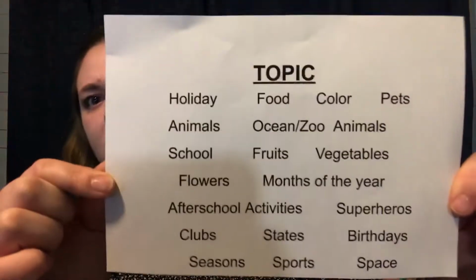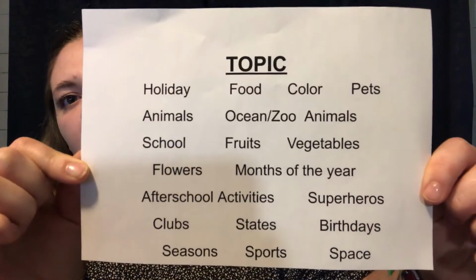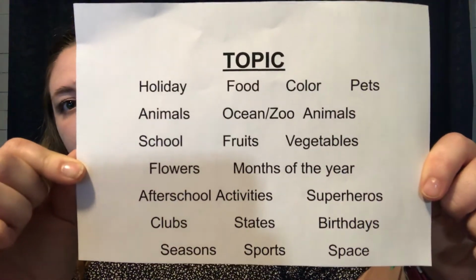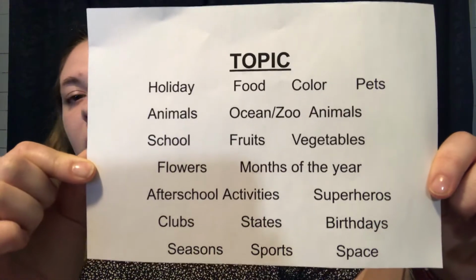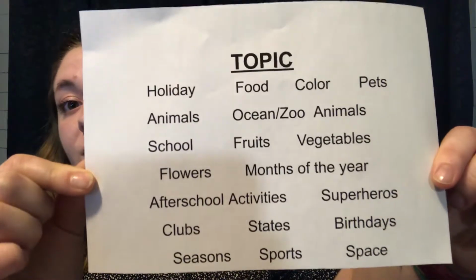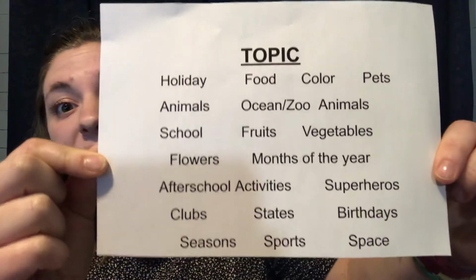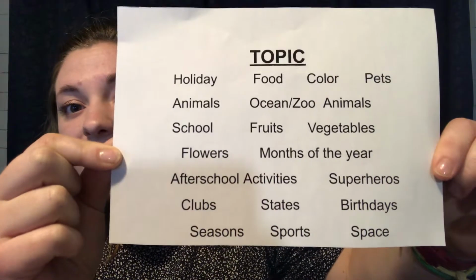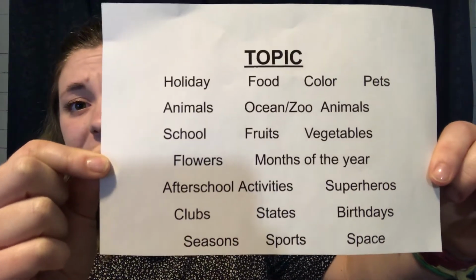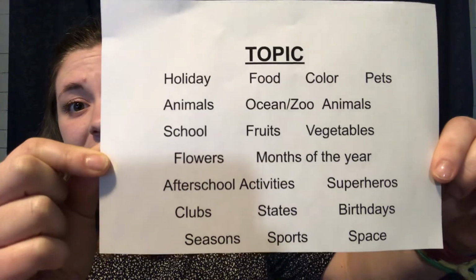Okay, so first off, a topic could be anything if you think about it. Here's some ideas. We have holidays, food, colors, pets, different animals, ocean or zoo animals. You could write about school, fruits, vegetables, flowers, months of the year, after school activities, superheroes, clubs, states, birthdays, seasons, sports, or space. So there's a lot of different options for you to pick. That's supposed to just spark the idea of what you want to write about.